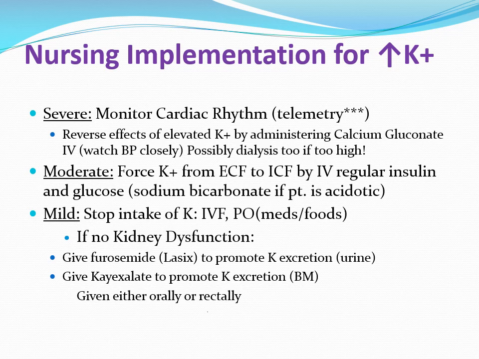Moderate: we're going to force potassium from the ECF to the ICF by IV regular insulin. So yes, they are not diabetic all the time. We are still going to give them insulin, and we're going to give them glucose to counteract that. And that's going to help potassium move from the ECF to the ICF. And then mild: we're going to ask them to stop intake of potassium. We might change up their medications and their food and their diet.